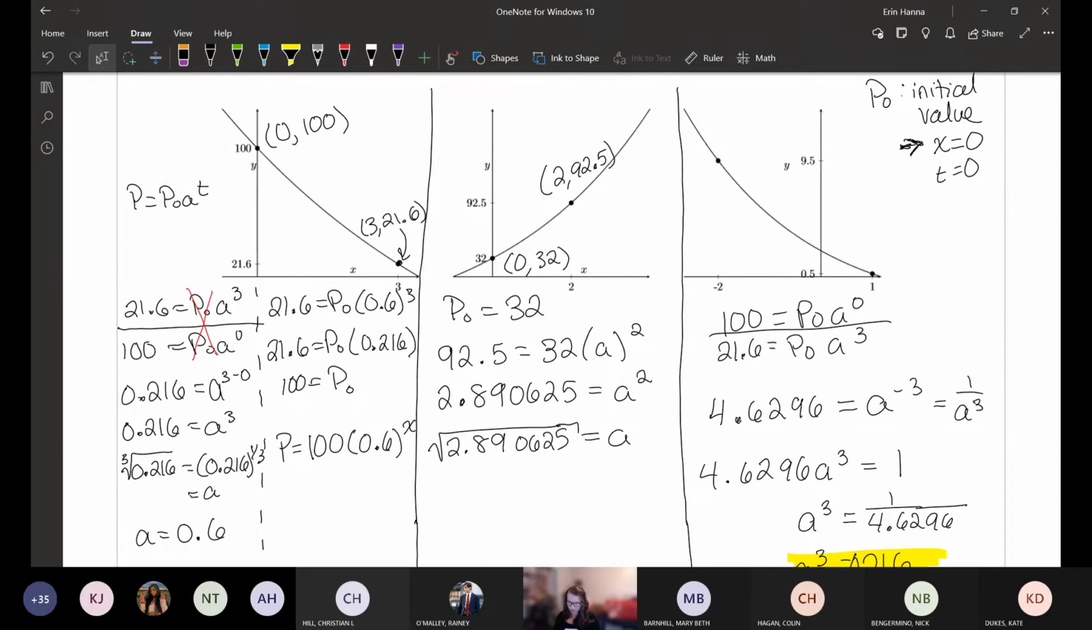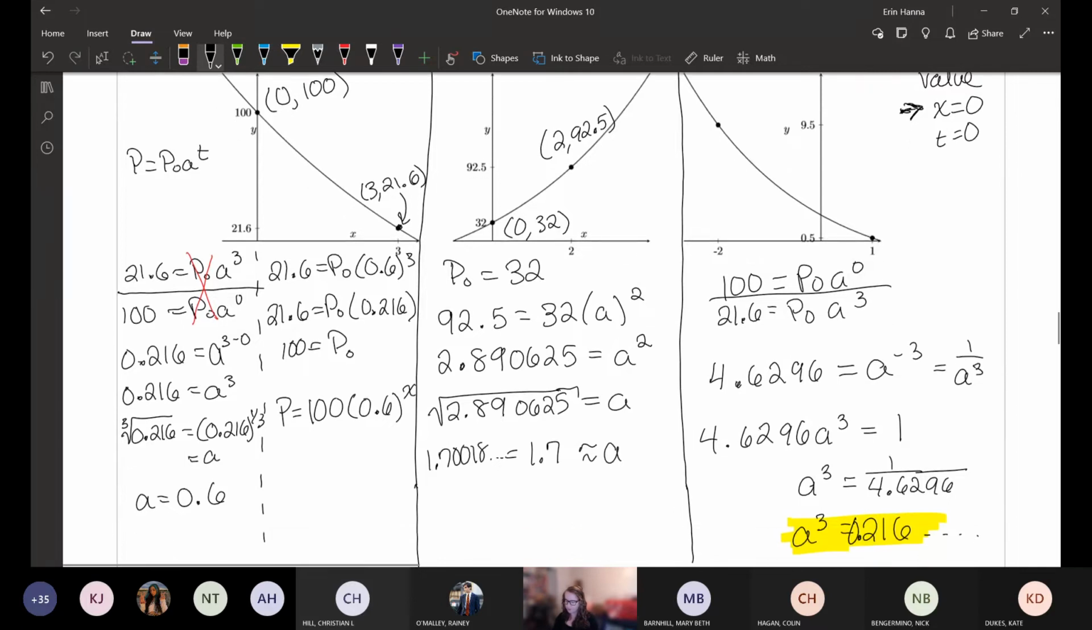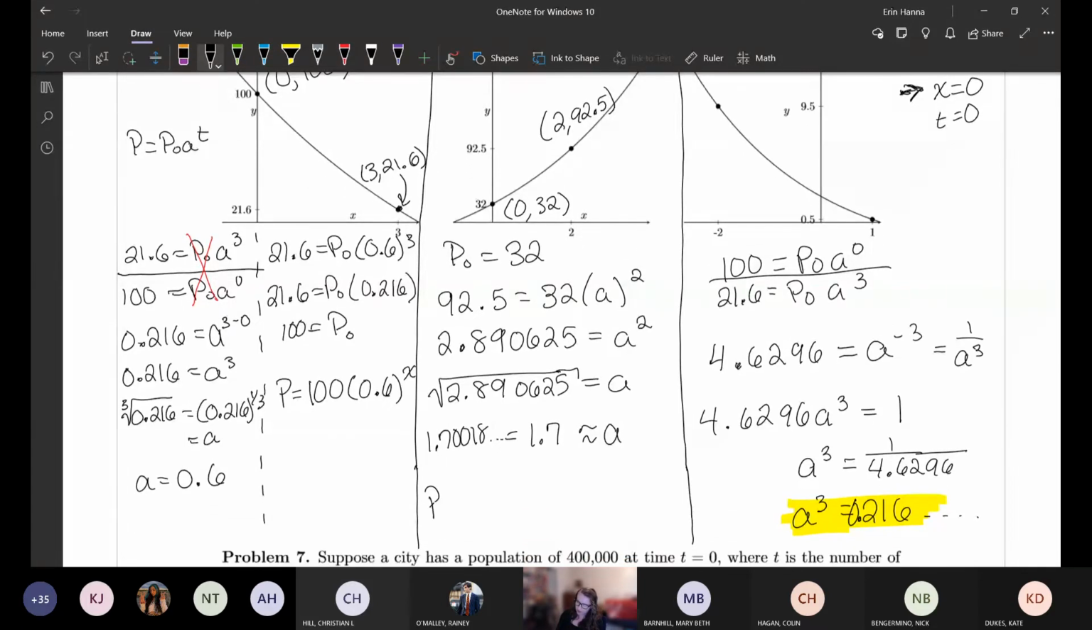So if we square root this, we get that A is approximately 1.7, because we have 1.70018 and so on. So approximately 1.700. Then our full equation, since P naught is 32 and we just found A to be approximately 1.7, and the variable was still x.